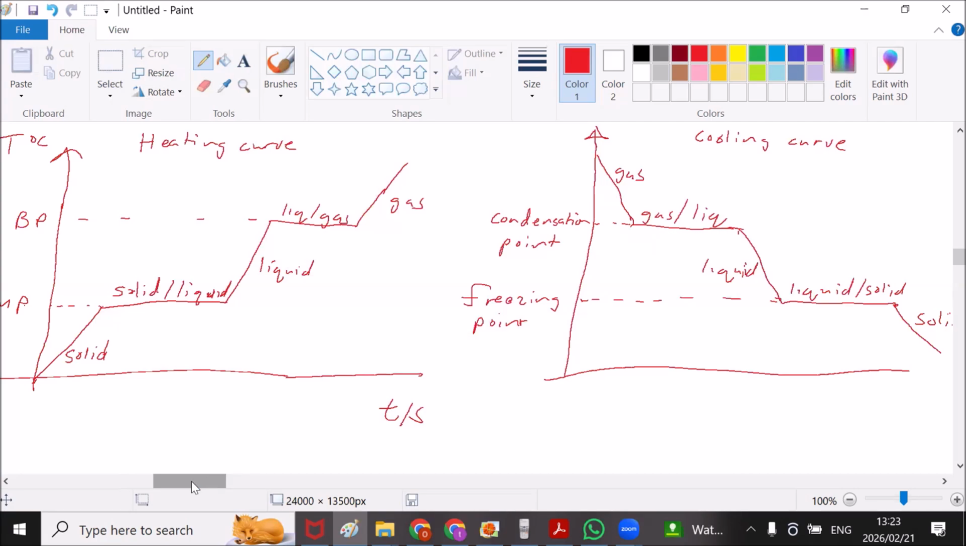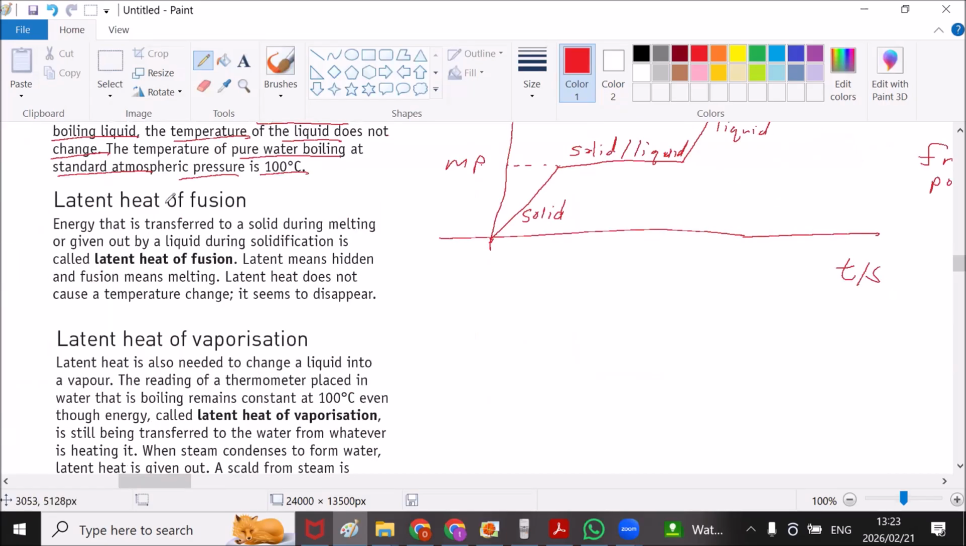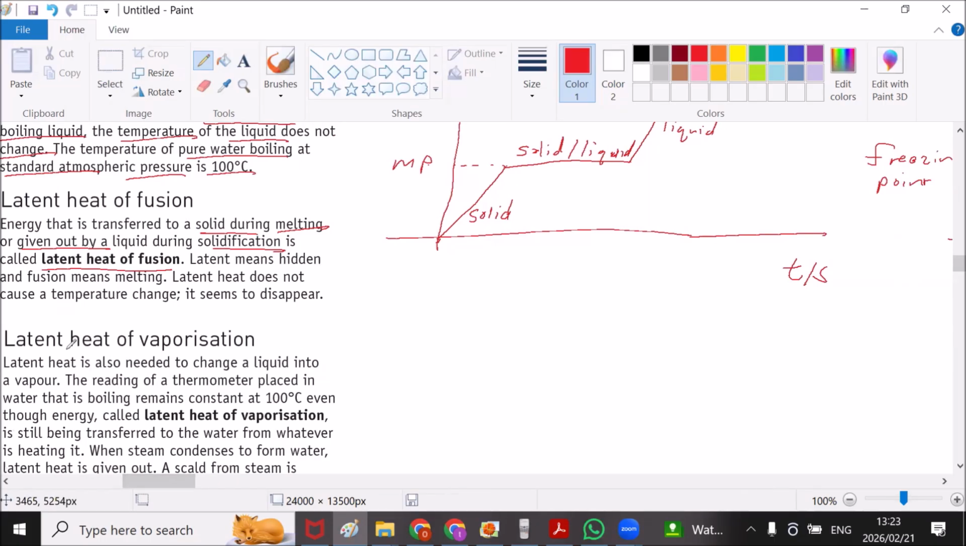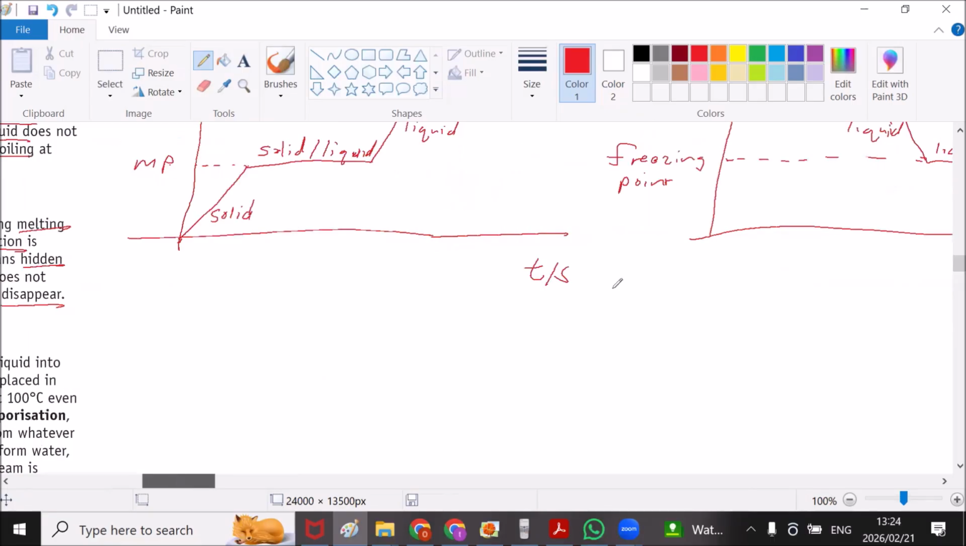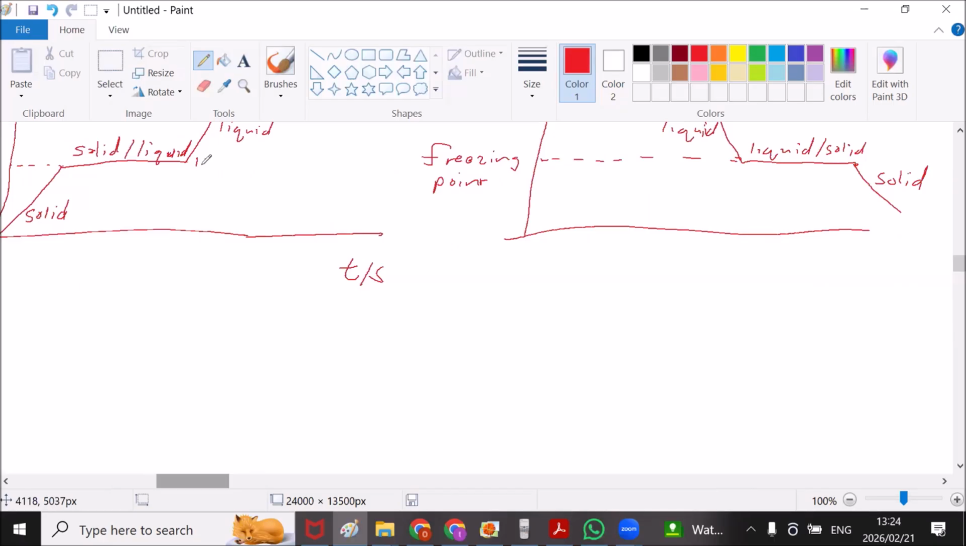Latent heat of fusion. Energy that is transferred to a solid during melting or given out by a liquid during solidification is called latent heat of fusion. Latent means hidden and fusion means melting. Latent heat does not cause temperature change. It seems to disappear. So at this point of melting or freezing, that's where we experience latent heat of fusion.